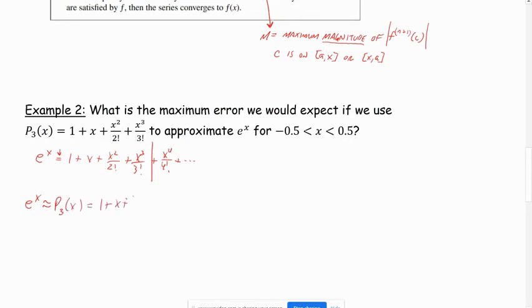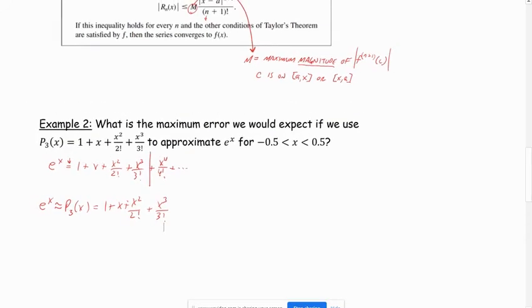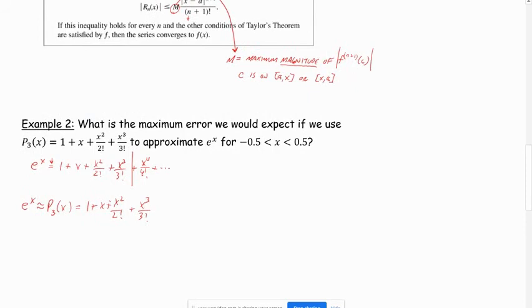And so we're saying now e to the x is approximately p sub 3 of x, which is 1 plus x plus x squared over 2 factorial plus x cubed over 3 factorial. Okay, so we have let it go to n equals 3. So we see that in two places. N equals 3, we see that here. We see that here. Third power, third factorial.